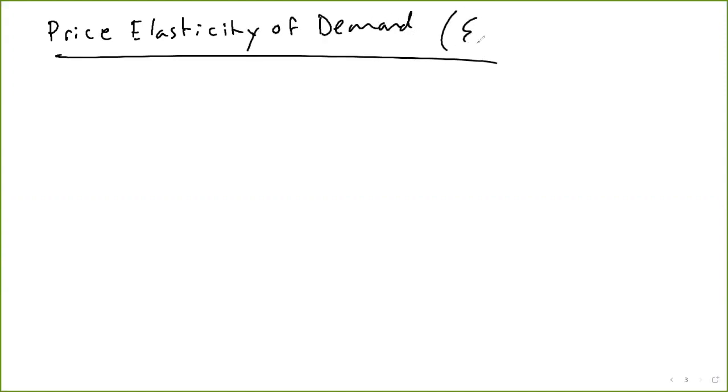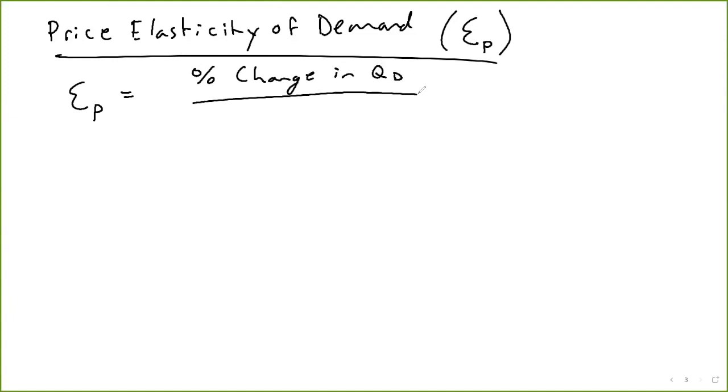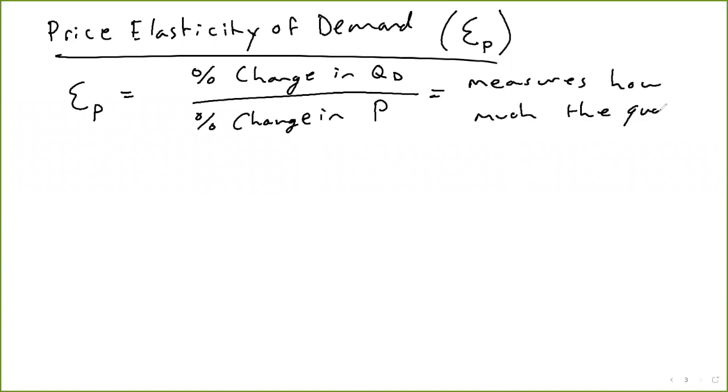And we notate this with this funny E and a P. So this is elasticity with respect to price. So our elasticity, price elasticity of demand, is going to be defined as the percentage change in the quantity demanded divided by the percentage change in price. And what this does is it measures how much the quantity demanded responds to a change in price.